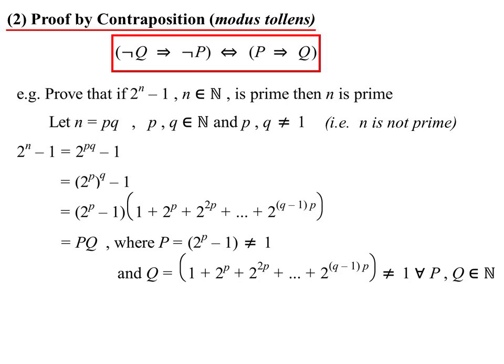Well, let's have a look at q. Well, q is 1 plus 2 to the power of p. I'll just stop there. I mean, it's plus all these other things as well, but as soon as I add something to it, it's not 1 either. So neither of these two factors are 1.